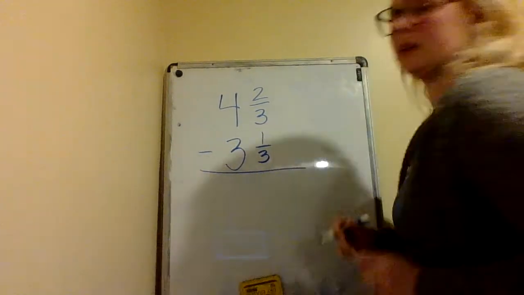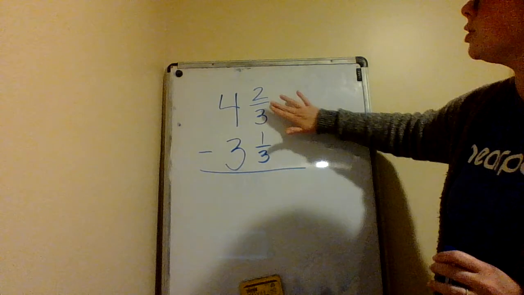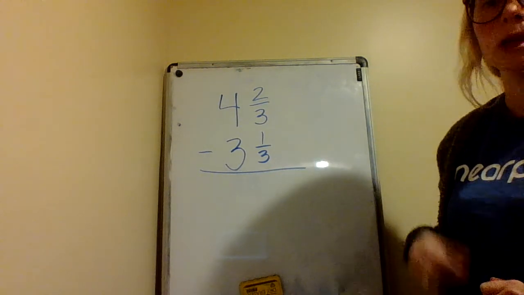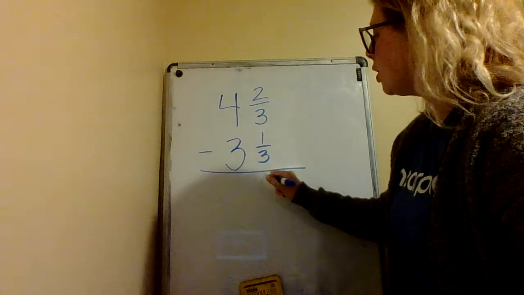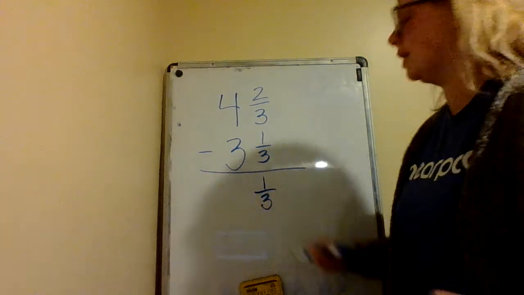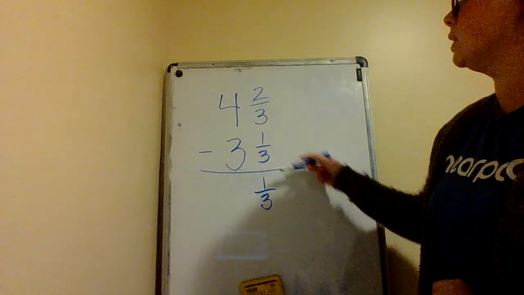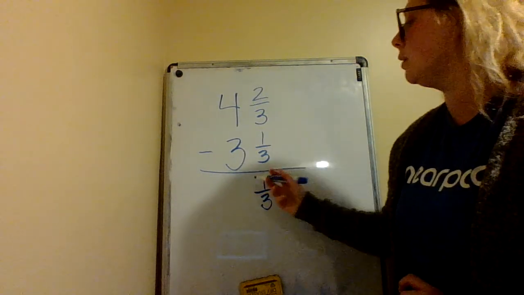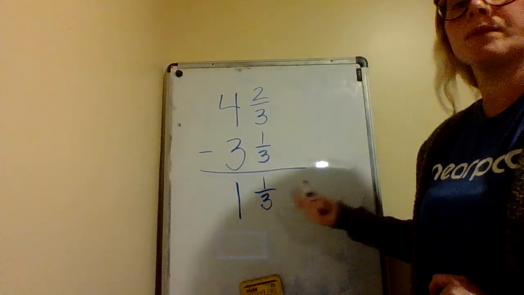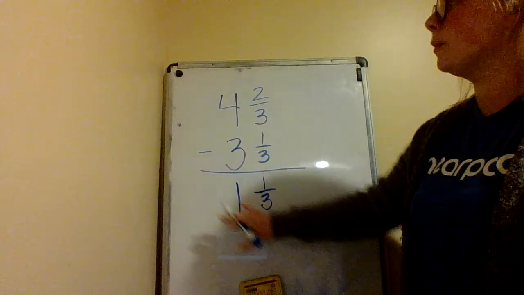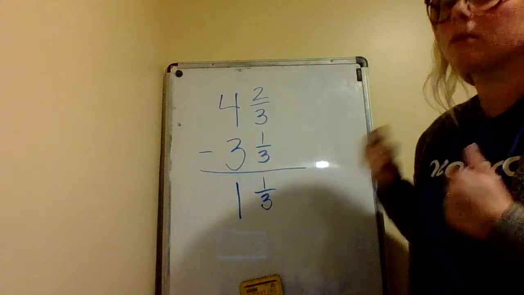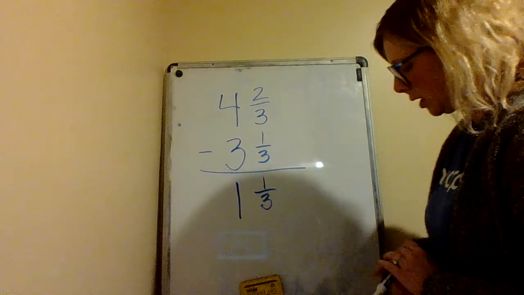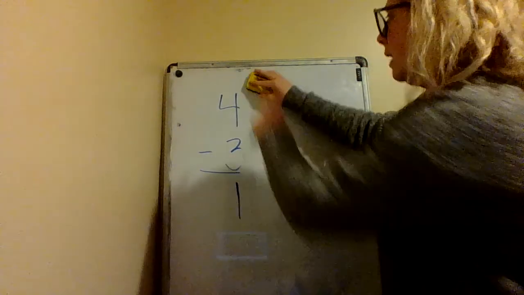This one I think is a little easy because if you look, 2/3 minus 1/3 is 1/3. So no regrouping here. We did not have to rename any fractions. So we have 1/3, and then 4 minus 3 wholes is 1 whole, 1 and 1/3. I think when we don't have to regroup, it's definitely easier for subtraction. Let's just try one more like this.